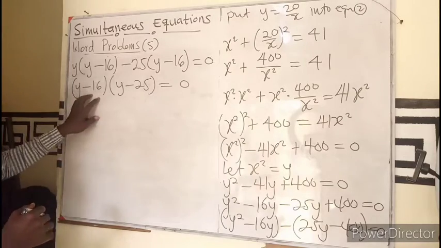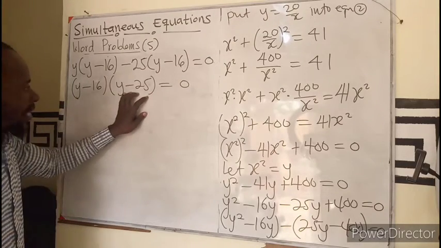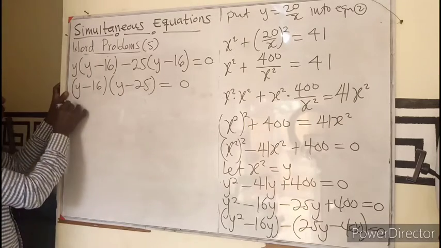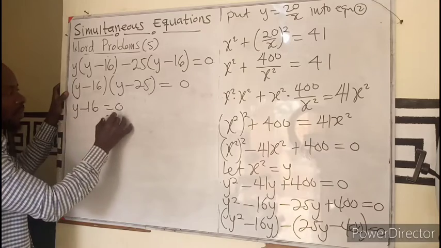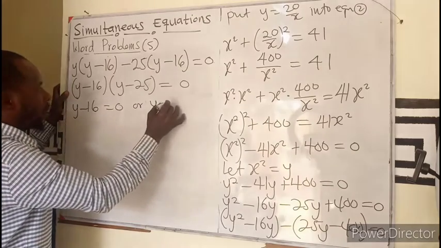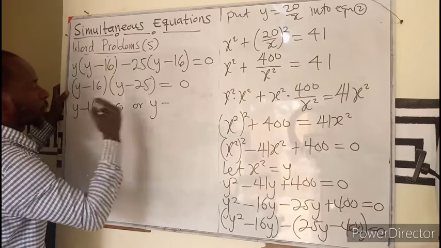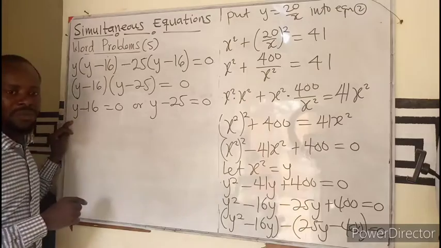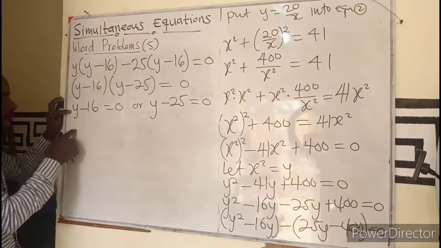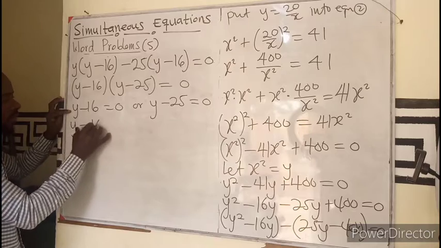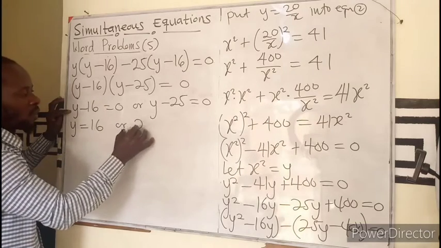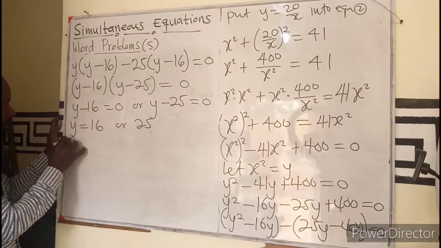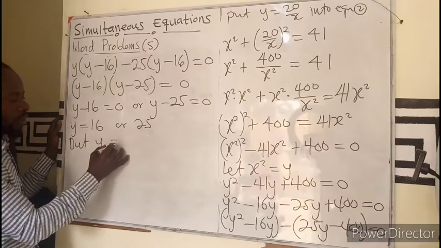This simply means that the first bracket is equal to 0 or the second is equal to 0, in order to give me the product to be 0. So y minus 16 equals 0 or y minus 25 equals 0. So this is what we are going to have. I can have y equals 16 or y equals 25. Right? Alright, but don't forget, y is equal to what?